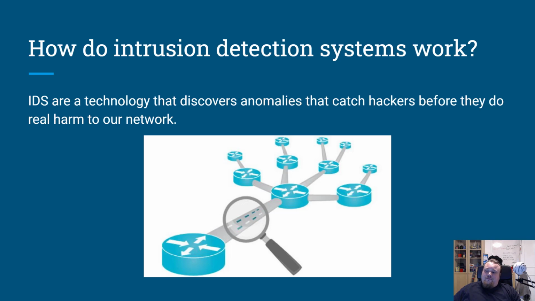So how does it work really? Well, we did talk about it: it discovers anomalies to catch hackers before they do real harm to our network. But how's that done? And how much can you detect? Anomalies in most IDSs are static rules. You can get some that are hooked up to regular expressions, I assume, but that's going to take even more time. So as a first line of defense, it's not really going to catch everything.